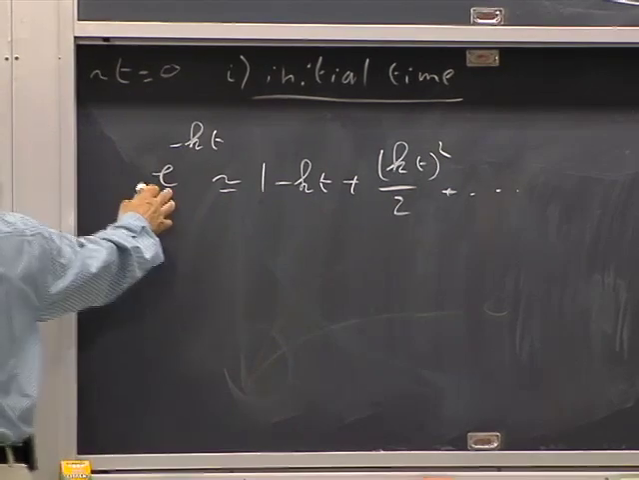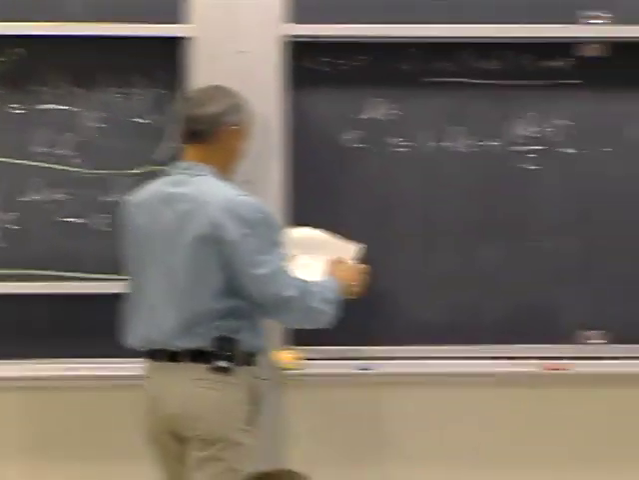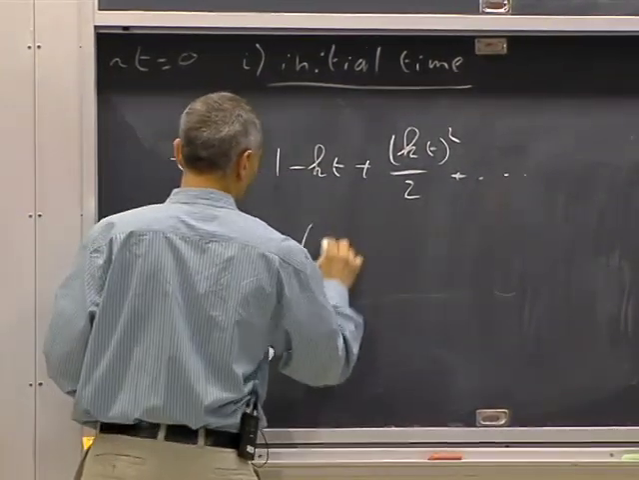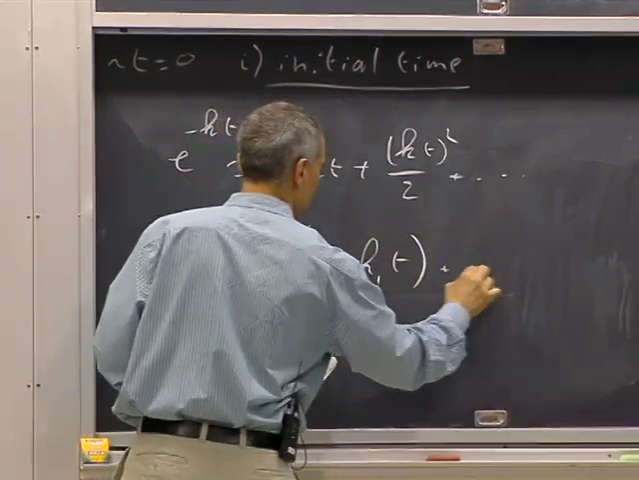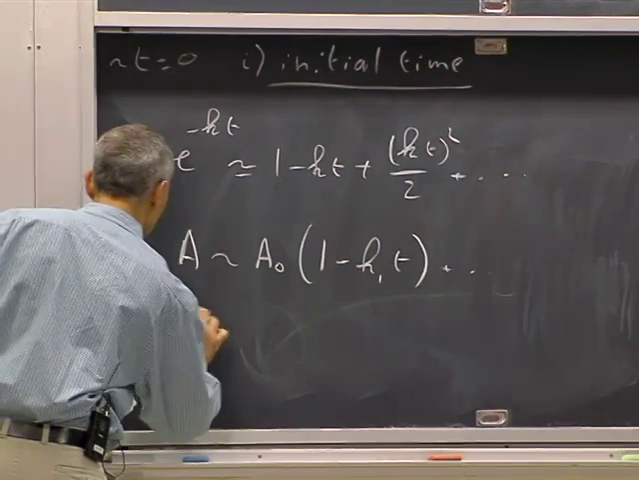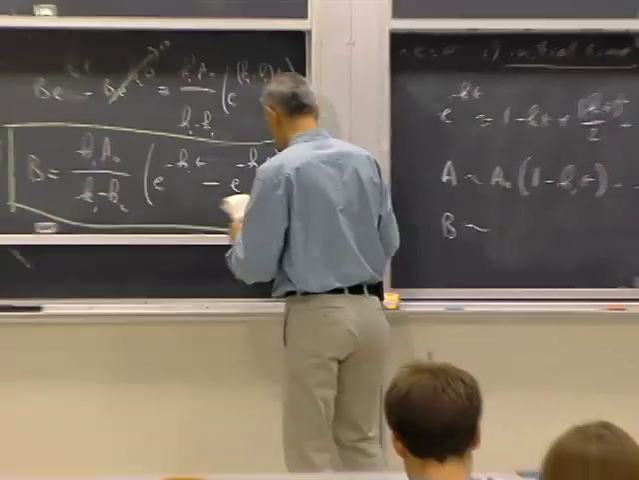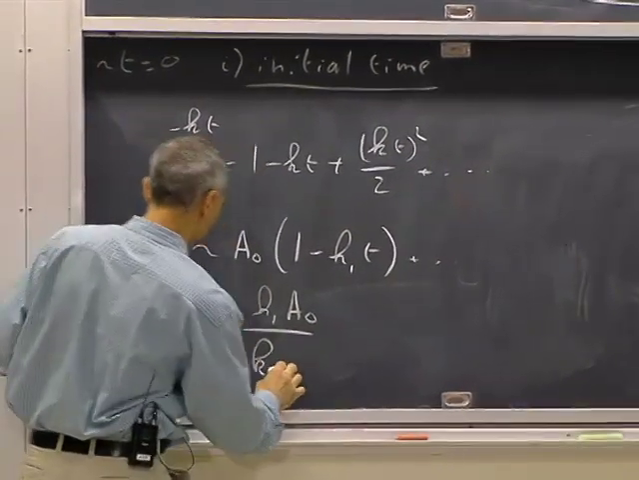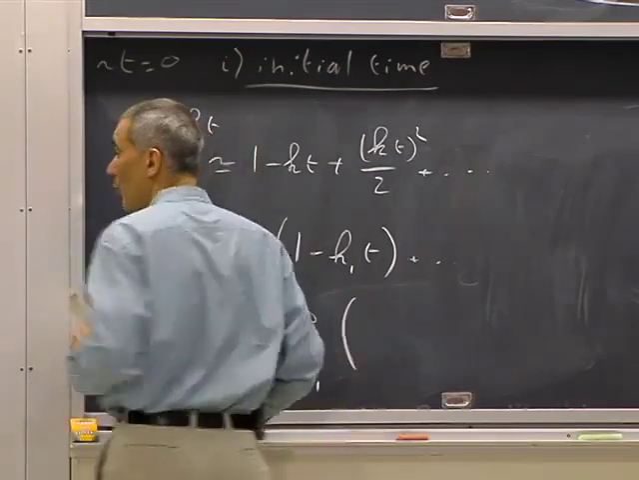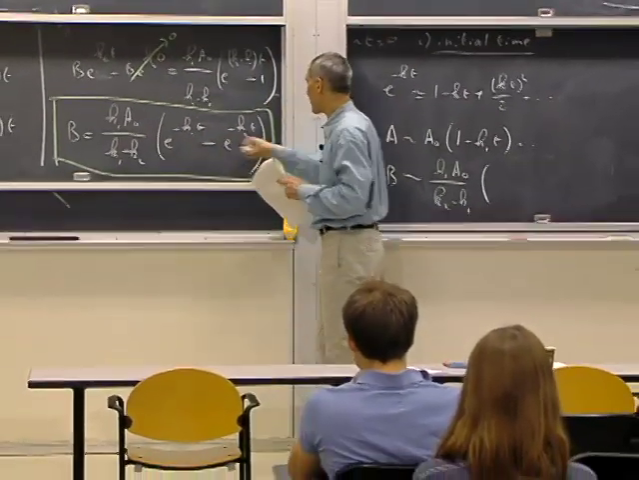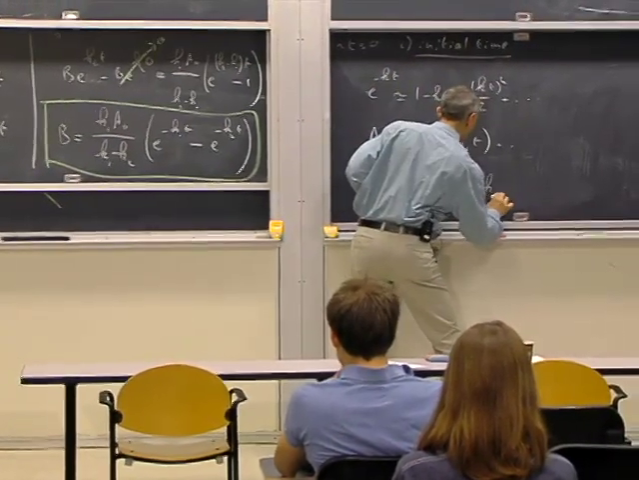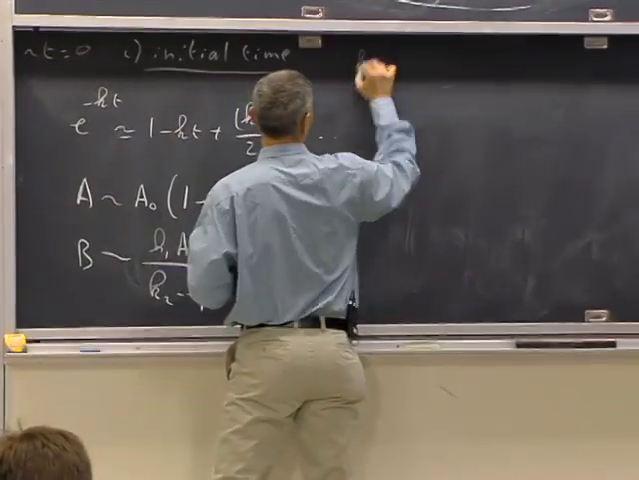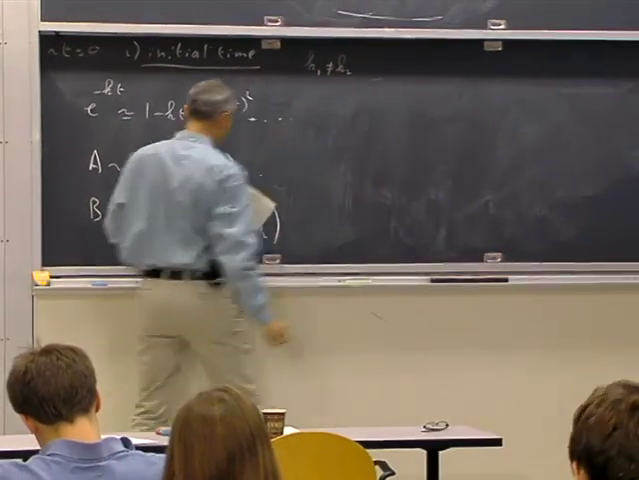So if you plug this Taylor series into A and get something that's time dependent, you only need to go to first order, 1 minus k1 times time plus, et cetera. If you plug your Taylor series into B, you get k1 A naught over k2 minus k1. You only need to go to first order. The ones cancel out, but the times don't cancel out, minus k1 plus k2 times the time, unless k1 and k2 are the same. So we're making the approximation that k1 is different than k2.